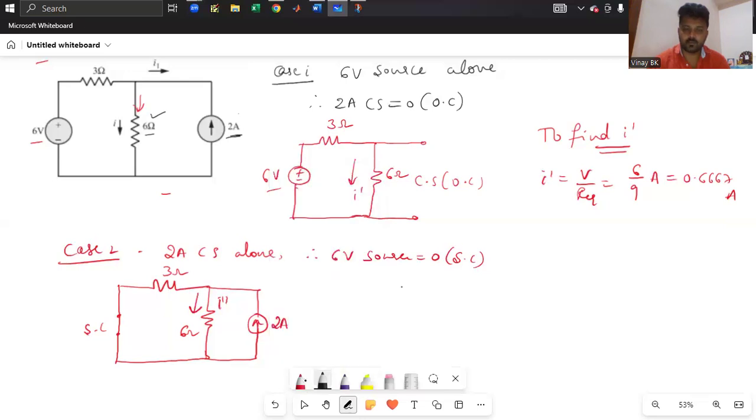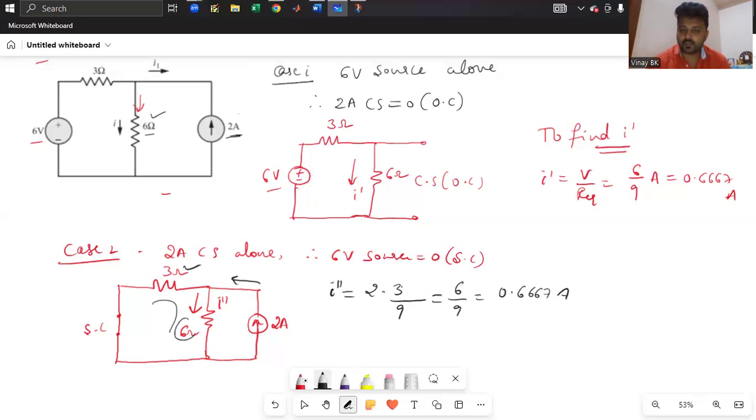Therefore, I double dash is given by the total current, 2 amperes, times the opposite resistor, which is 3 ohm, divided by the sum of these two resistors, 6 plus 3, which is 9. That is again 6 divided by 9, equal to 0.6667 amperes. So now we know the value of current flowing through the 6 ohm by considering the 6 volts once and the 2 amperes once.